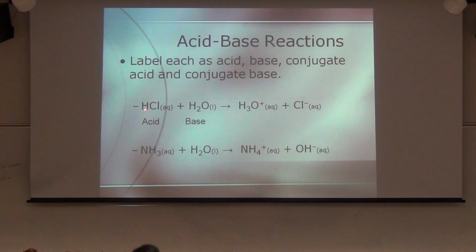Where did the hydrogen go? Hydrogens go to the conjugate acid. So the H2O gained a hydrogen and now became H3O plus, and again, the HCl lost its hydrogen, so now we just have the chlorine ion. So what used to be the acid is our conjugate base, and what used to be the base is our conjugate acid.